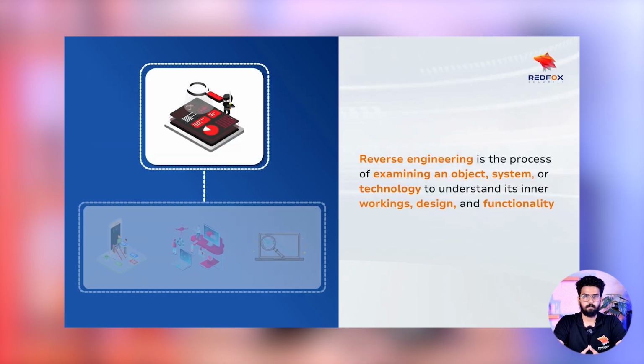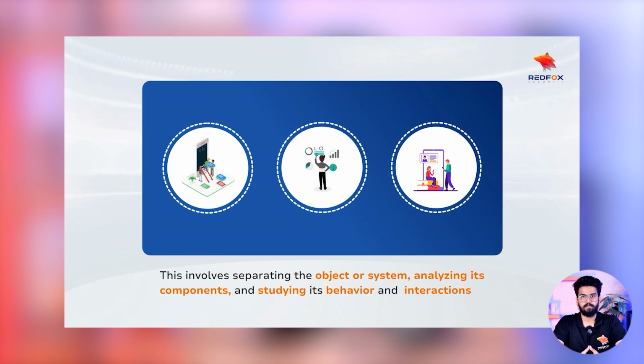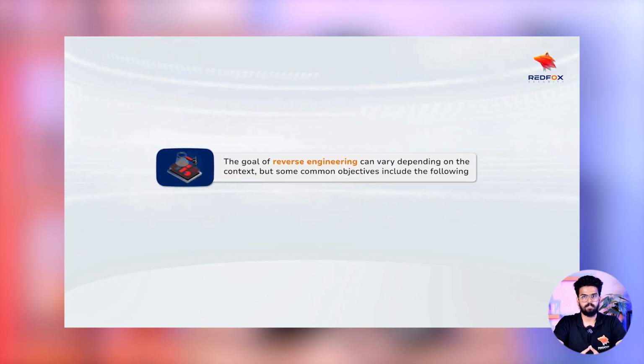Reverse engineering is the process of examining an object, system, or technology to understand its inner workings, design, and functionality. This involves separating the object or system, analyzing its components, and studying its behavior and interactions. The goal of reverse engineering can vary depending on the context, but some common objectives include the following.